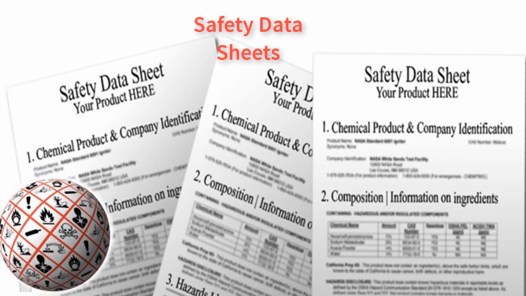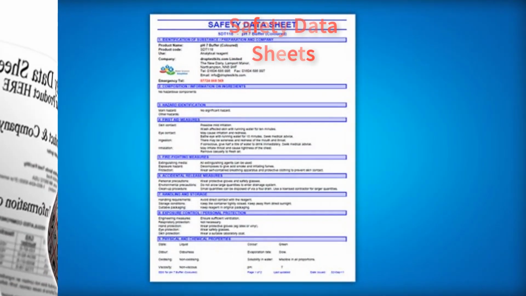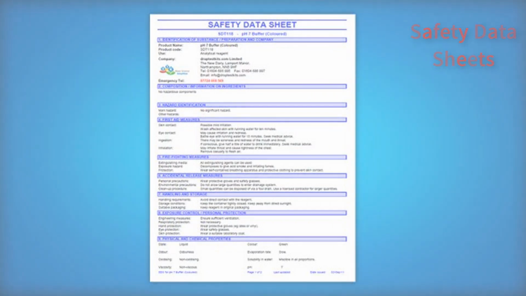The last major component in WHMIS are the Safety Data Sheets, or SDS. SDS is a summary document that provides detailed information about a product's properties, its hazards, and how to prevent overexposure. The SDS has 16 required sections.